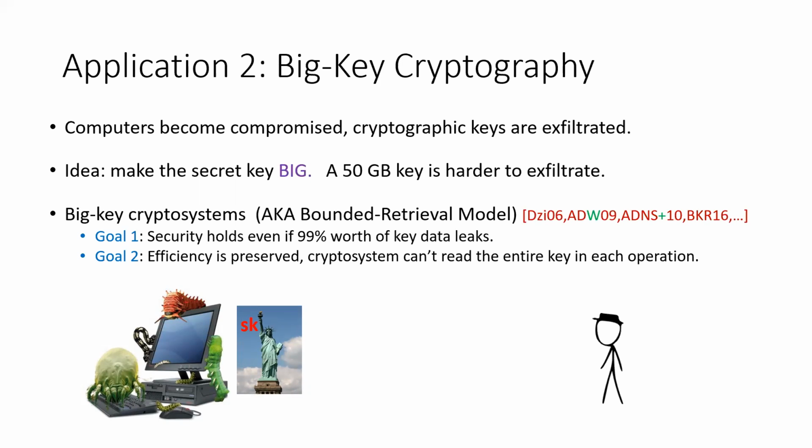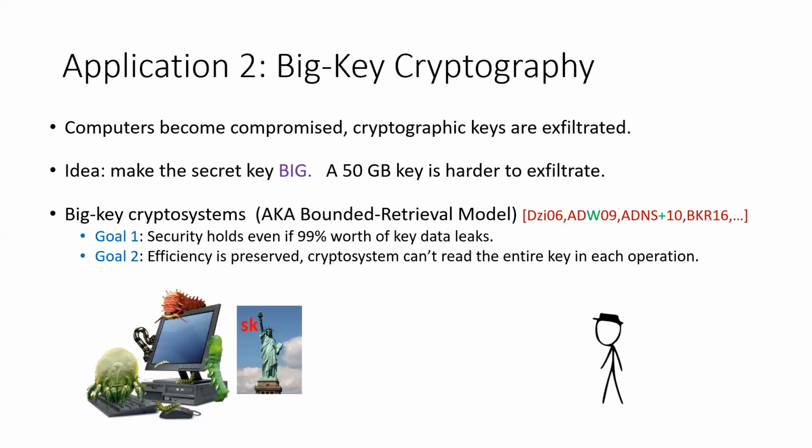So this is the motivation behind Biki cryptography, also known as the bounded retrieval model. There have been a number of works that have studied the setting. Essentially, there are two goals. Goal one is to come up with schemes that are very leakage resilient. So security holds even if the adversary exfiltrates a large amount of data about the secret key, but not the whole secret key. If the amount of data that leaks out of the system is, let's say, 99% the size of the secret key, you should still have security.